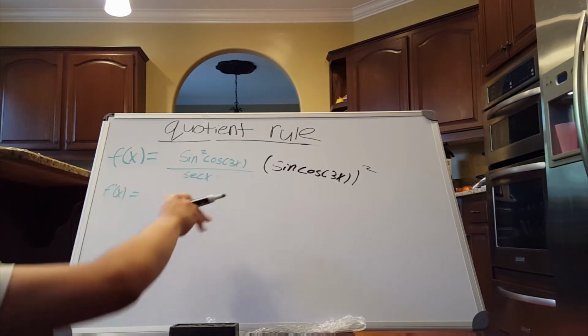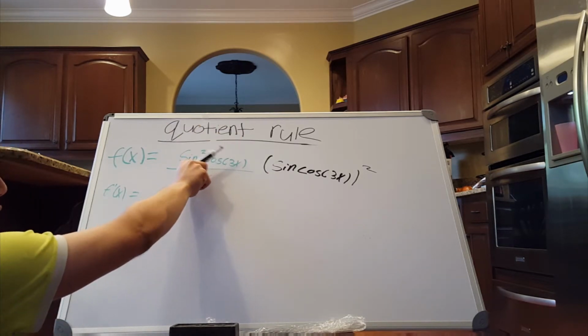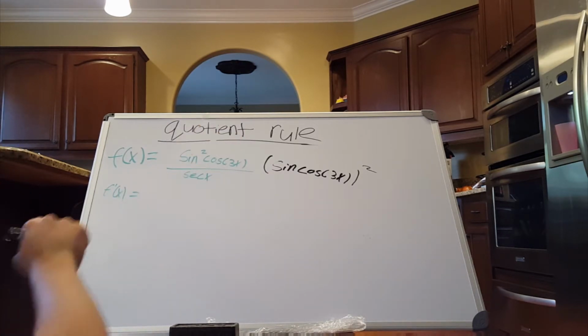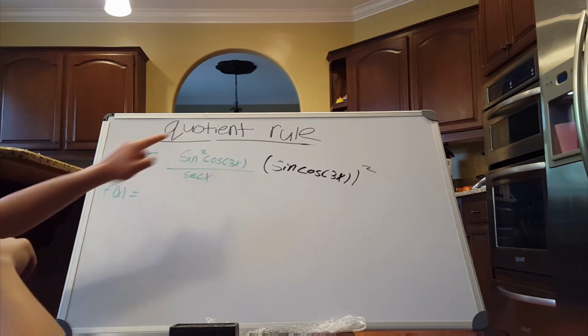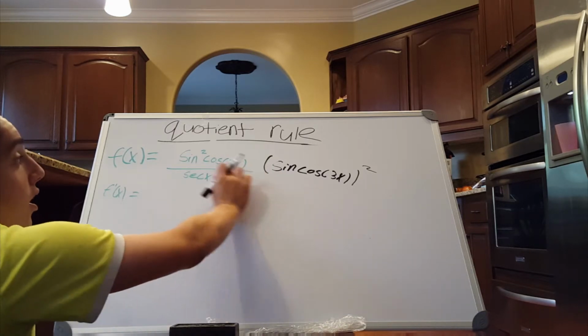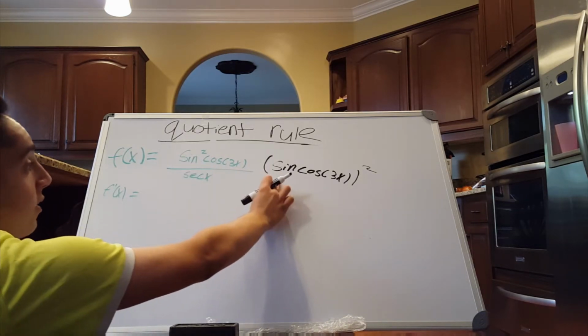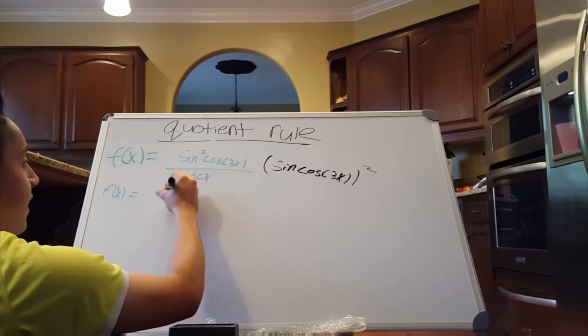Okay, so f of x equals sine squared cosine of 3x divided by secant of x. So this one's a little bit harder because we have trig on the numerator and the denominator, and we have the chain rule in the numerator. And we have composition of functions, sine squared of cosine of 3x. So this can be written as sine of cosine of 3x, squared. So low, secant of x.